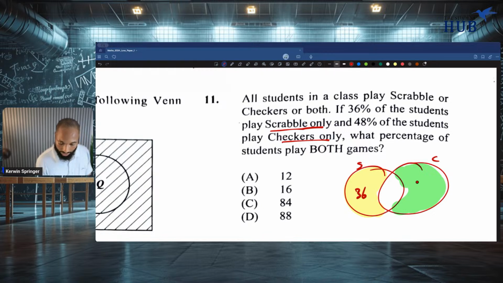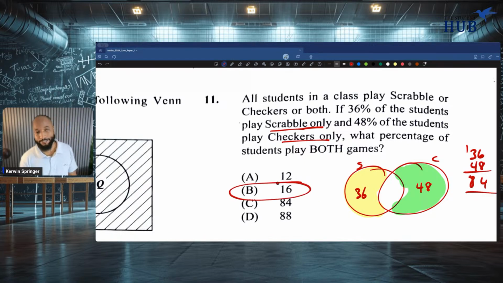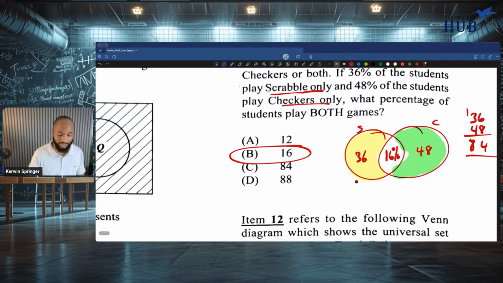36 goes here, 48 goes there. So it's really just to get what percentage of students play both games. That's the "and", that's the intersection region there. We just need to add up and subtract, ladies and gents. So 36 plus 48, we're looking at 84, and the missing piece is B. Yeah, 16% will go inside there. Cool. That was good speed now, just right.